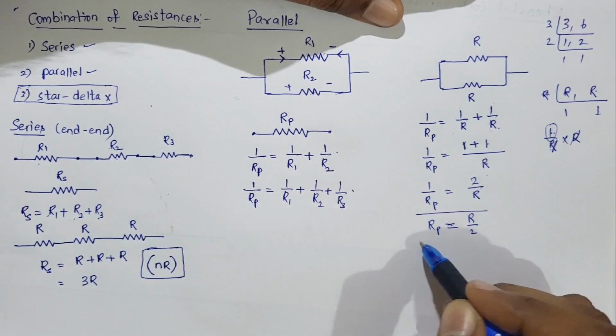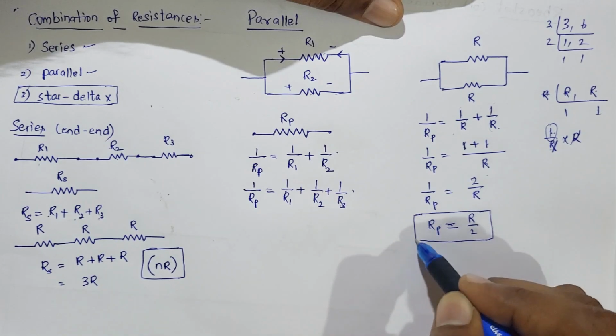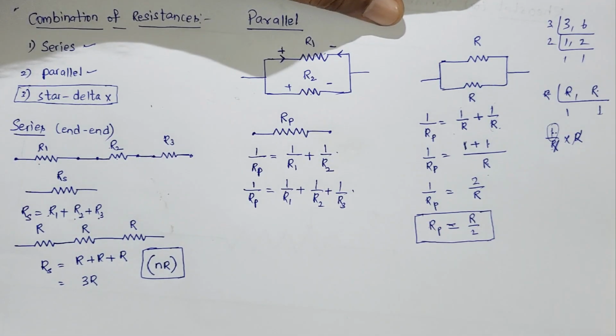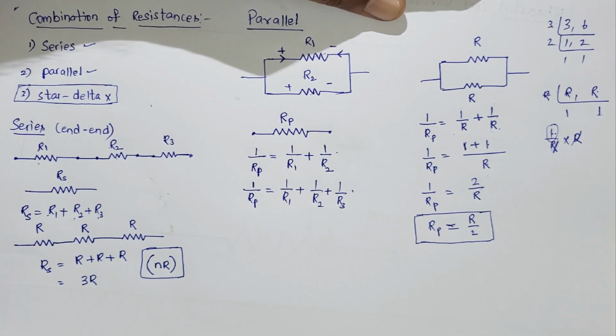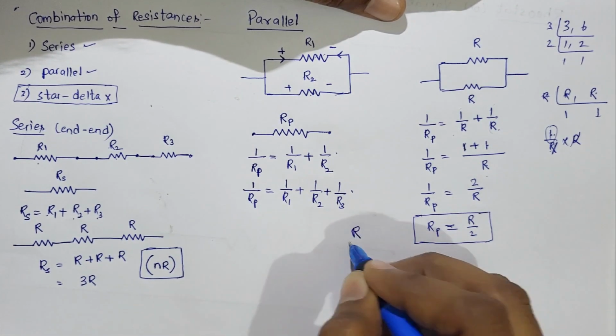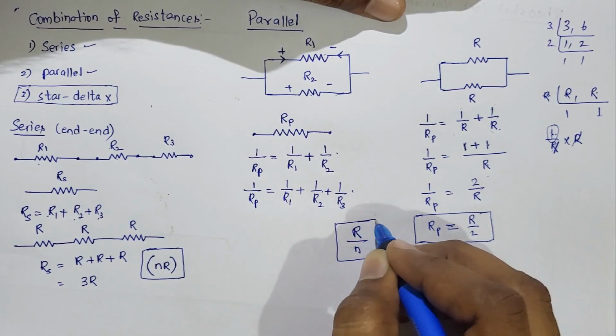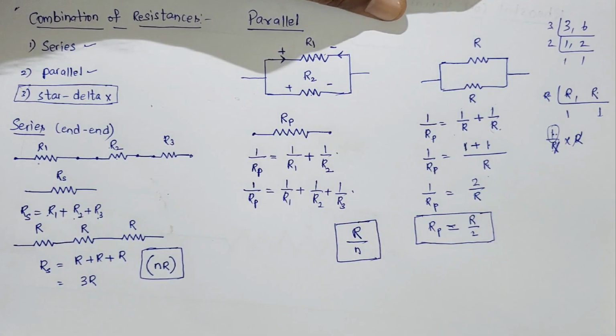When two equal resistances are connected in parallel, the equivalent resistance becomes R by 2. If 3 are connected, R by 3. If 4 are connected, R by 4. Likewise, if n number of resistances are connected in parallel, then the equivalent resistance will be R by n.